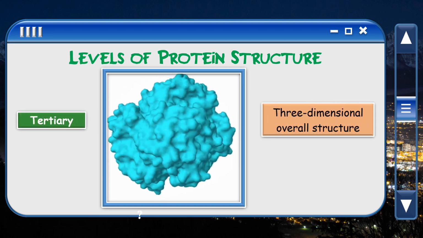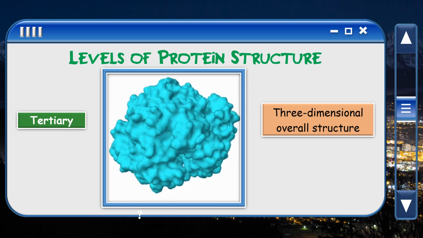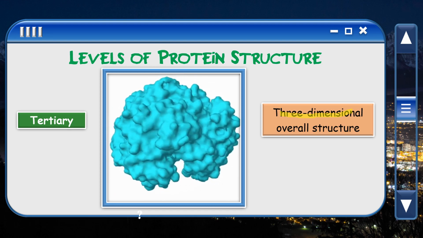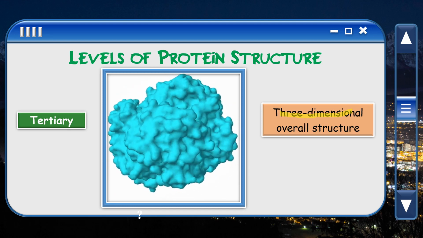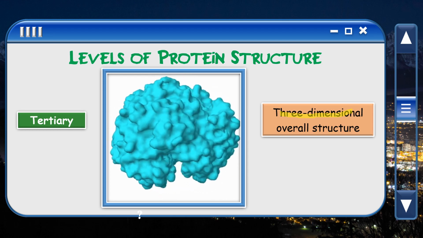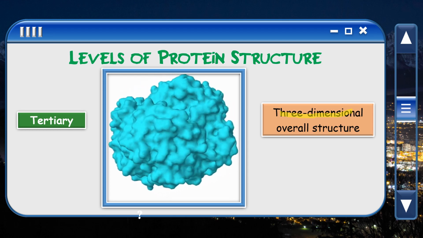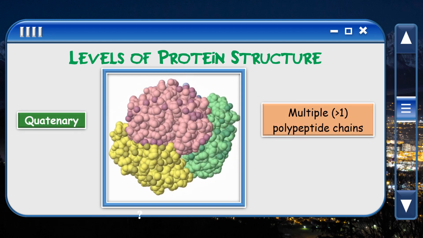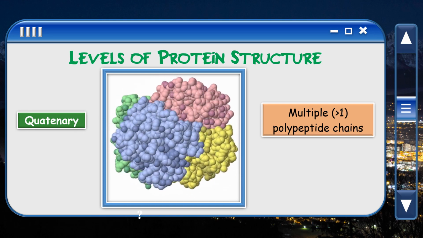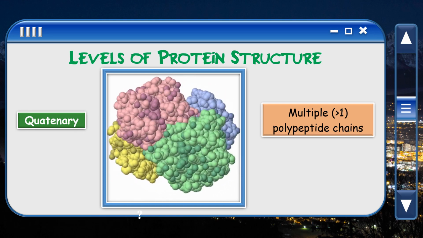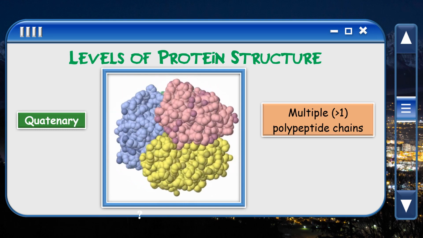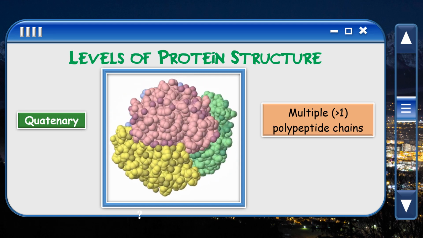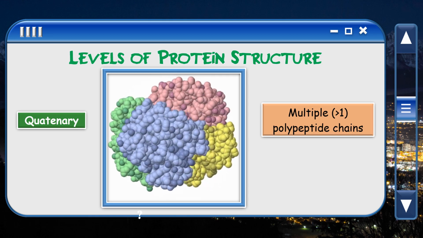Now that one is 3-dimensional overall. It is a 3-dimensional overall structure, and it is a tertiary structure. That's how you can see it. Then we have now what we are referring to as a quaternary. In the quaternary, you can see that it has very many tertiary structures joining together and they form one structure which we are calling a quaternary structure.